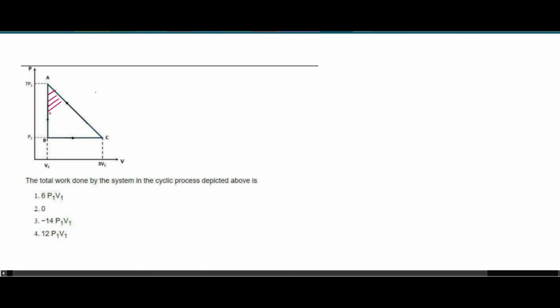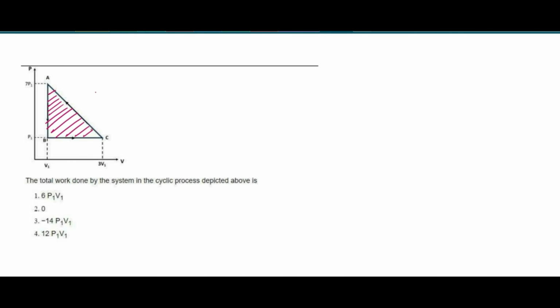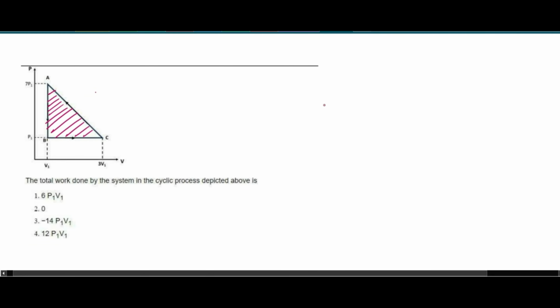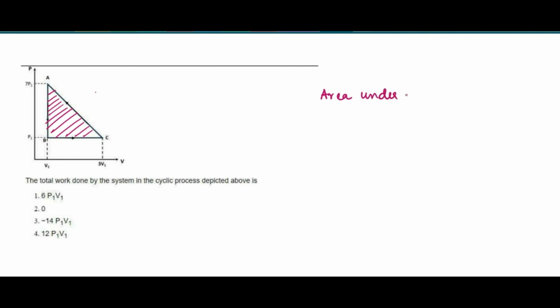In this cyclic process, this is the area covered by the system, and hence the area enclosed in the triangle. Sometimes it will be a square, sometimes a rectangle, sometimes a circle. So if you have a cyclic process of this sort, whatever the figure is, the area it covers inside corresponds to the work done. So this is a right angle triangle. The area under the curve will graphically give you the work done.